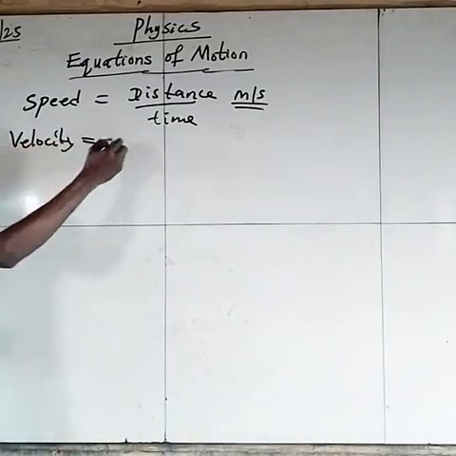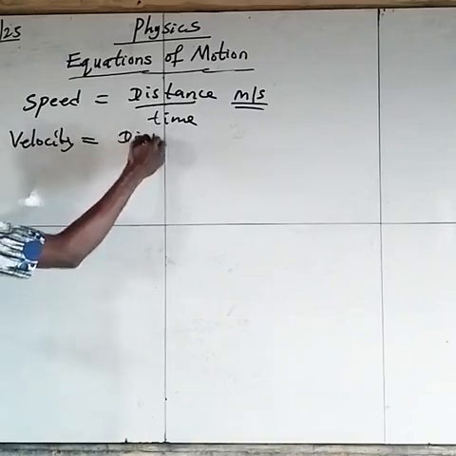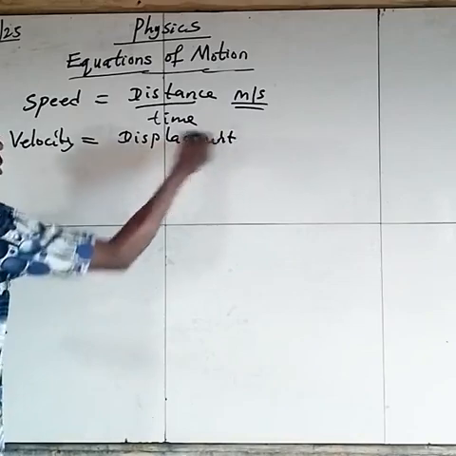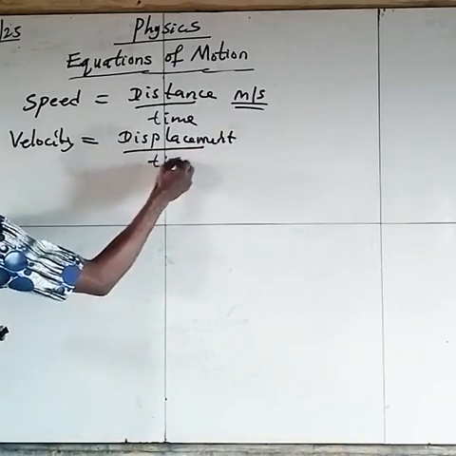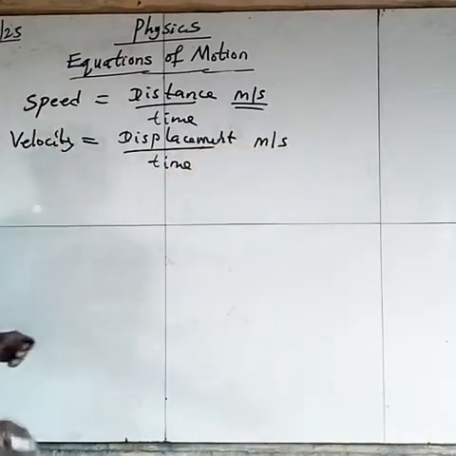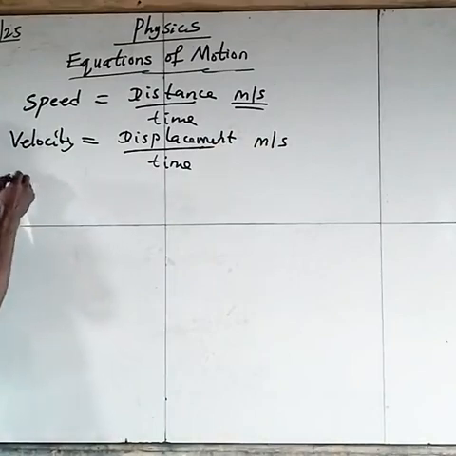Now, the next one is velocity. Velocity is equal to displacement, the change of displacement with respect to time, all over time. Then the unit is also meter per what? Seconds.